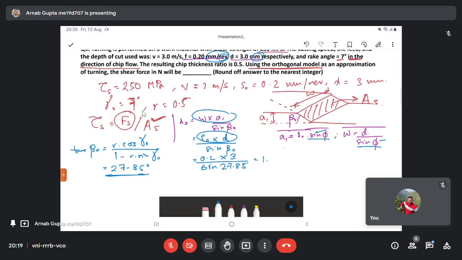This is coming out to be 1.284, I guess, millimeter square. Okay. Therefore, Fs is 250. That's Newton per millimeter square. That is MPa into coming around 321.1. 321, just a minute.